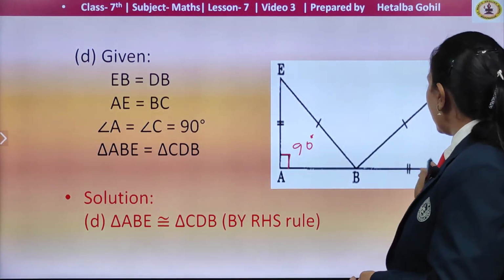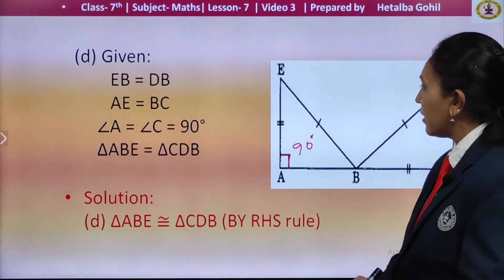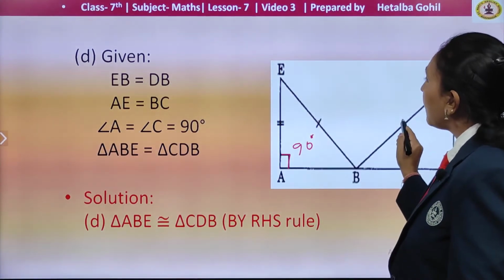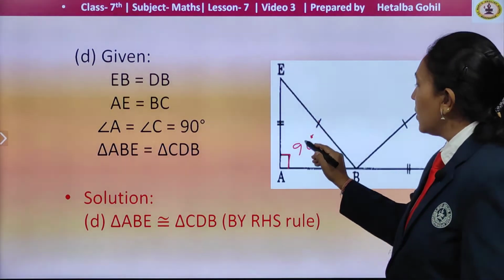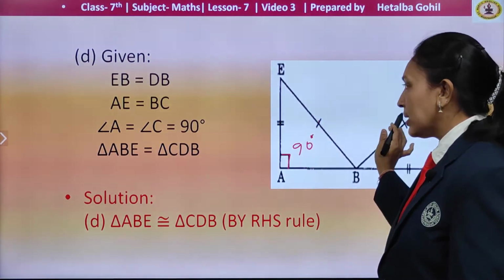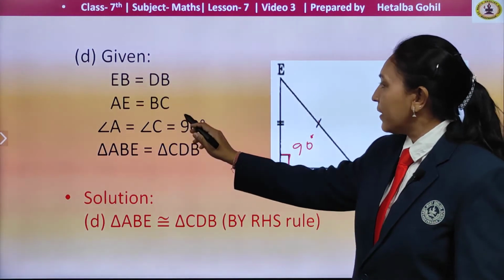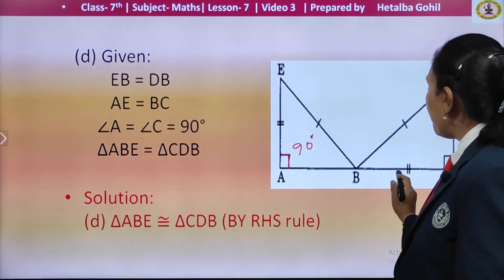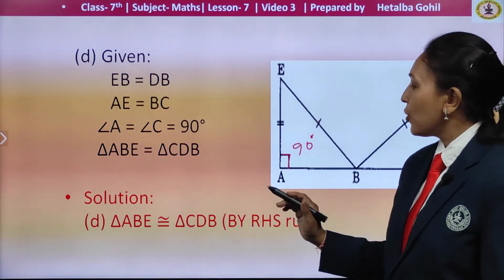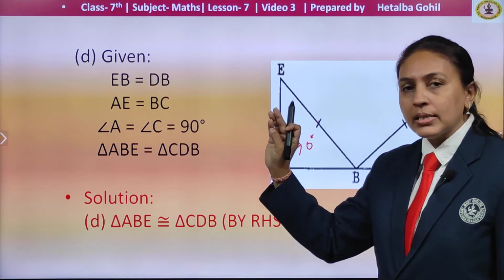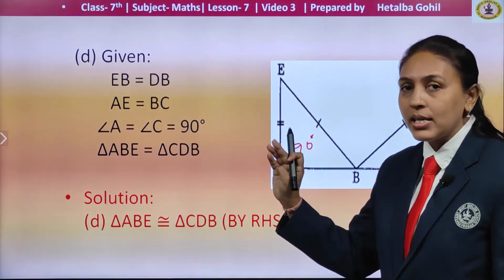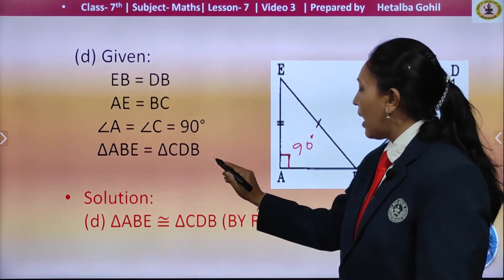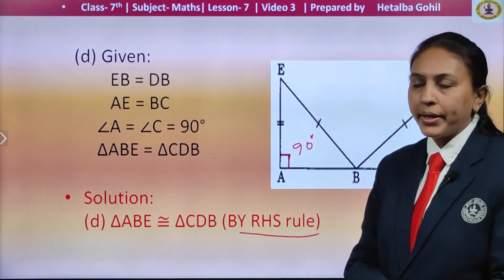Okay, so both the triangles have 90 degree. That is the first condition fulfilled. Then EB is equal to DB, that is the hypotenuse. So right angle, one hypotenuse is equal and another you can see one side, that is here given to us as AE and BC is equal to one another. So it is right angle, the hypotenuse is equal and one side is also equal. That means the two given triangles are congruent by RHS rule over here.